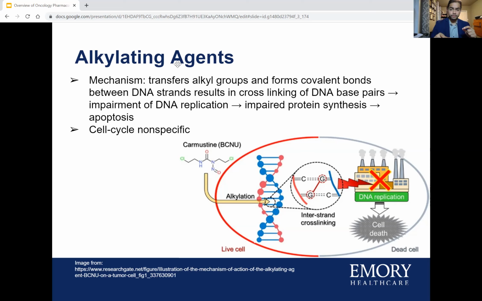So you'll see in the figure to the bottom right, one of our alkylating agents, carmustine. And what it's doing is it's forming these bonds between guanine base pairs of DNA. And that, of course, messes up the DNA's ability to be tightly packaged or rewound or even replicated. So that causes cell death. And of course, if you can affect the DNA, you can affect it at any stage of the cell cycle. So that's why these are non-cell cycle specific.